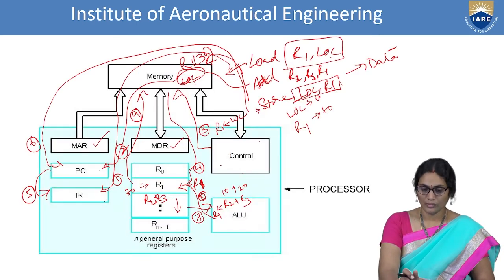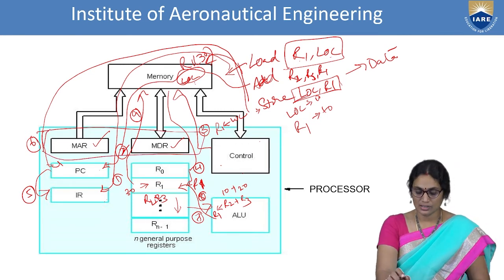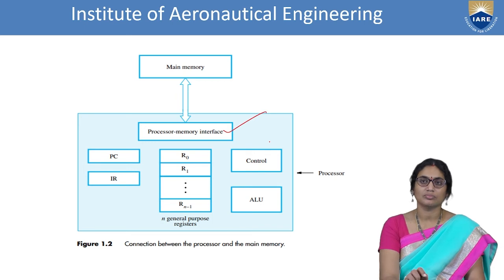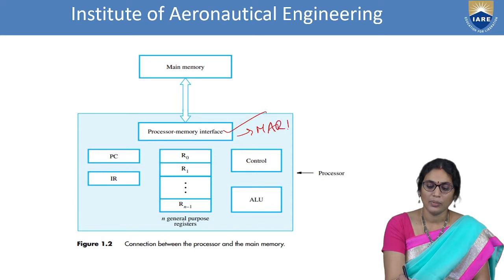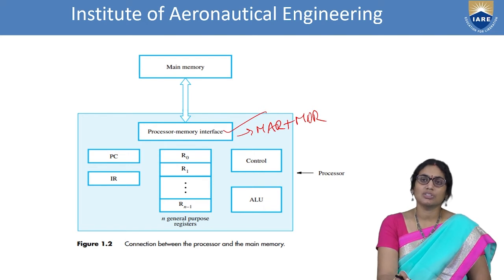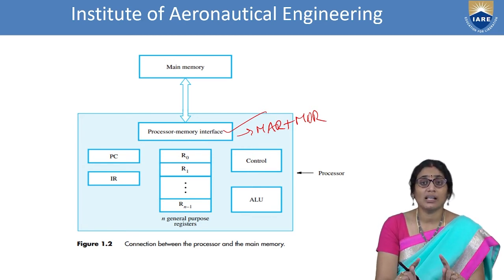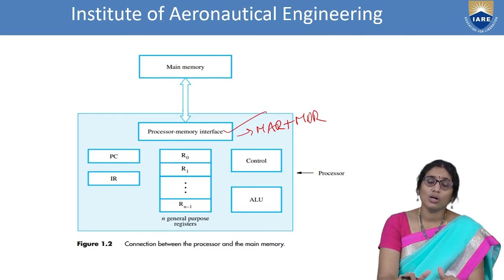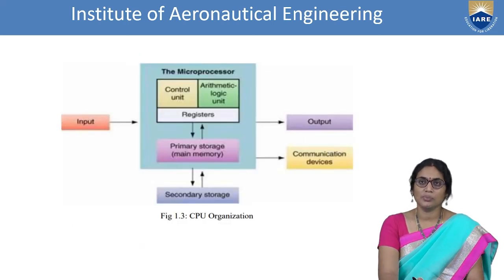So the impact of this MAR and MDR together can be referred to as the processor memory interface, which has a combination of both MAR and MDR. These are the two things you have to be very keen about for data fetching from memory. The rest are all the same. The only thing is, how do you fetch the data from memory? Where do you place the data into the memory? So what data you have collected, what data you have to process, that should be handled by means of MAR and MDR. So now let's go for the CPU organization.